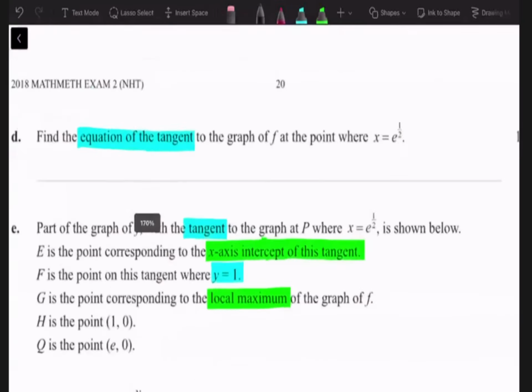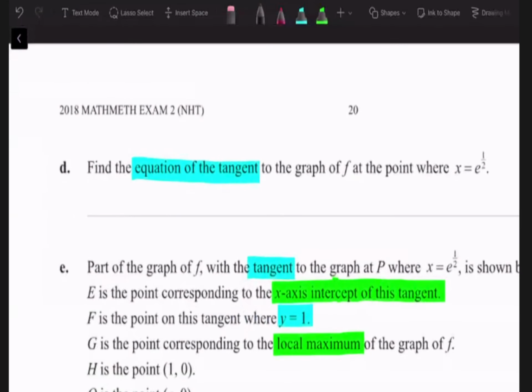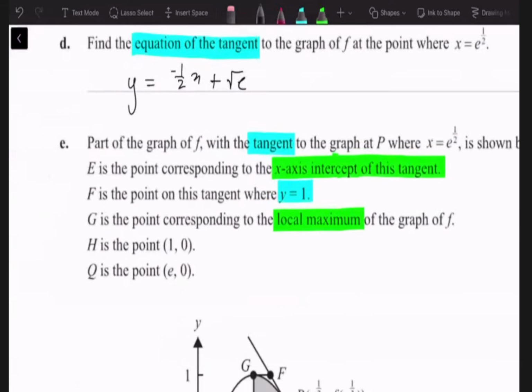So find the equation of the tangent at x equals square root of e. You can use the same equation as before, but this one you might want to do it again because it simplifies, and your CAS will simplify it for you.